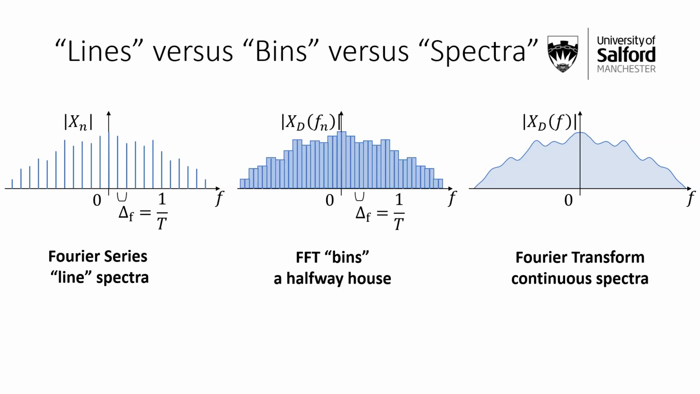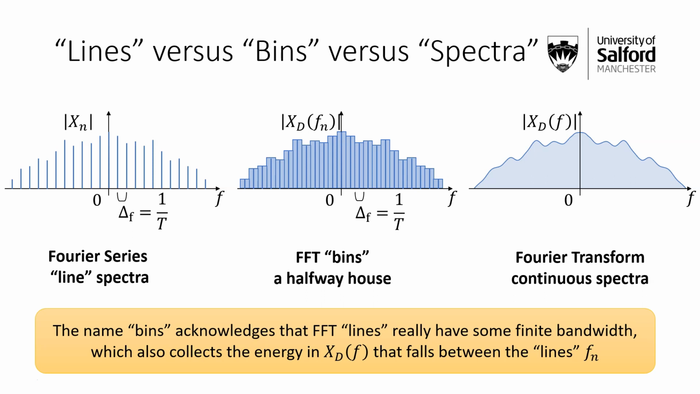And the concept of bins, people tend to say FFT bins, where FFT is the algorithm for evaluating these, as we'll see later, is a kind of halfway house where we've got these little rectangles. What you're saying there is that the name bins acknowledges that the FFT lines really have some finite bandwidth. Exactly what their bandwidth is, is not quite as simple as a rectangle, but they have some finite bandwidth, and they also collect energy from X_d that falls in between the lines from a sort of surrounding area.